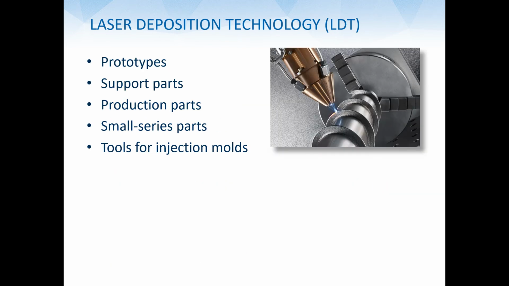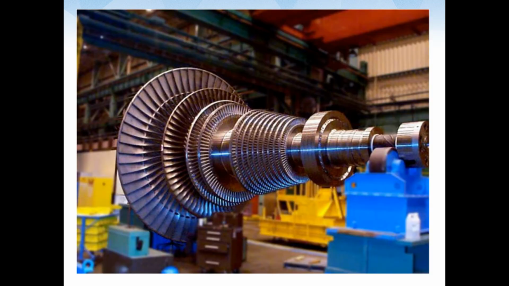The laser deposition technology is typically used for prototypes, support parts, production parts, small series runs, and tools for injection molding. The applications include prototypes such as we see here, which are typically made in standard metals to test for form and fit and functional testing. Support parts for jigs and fixtures can also be produced with this method.